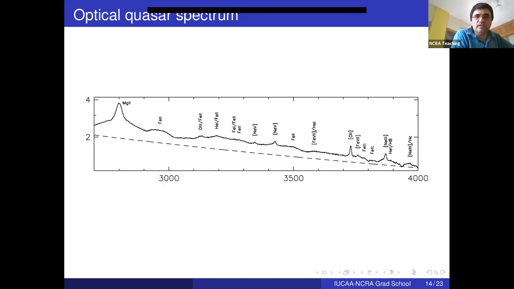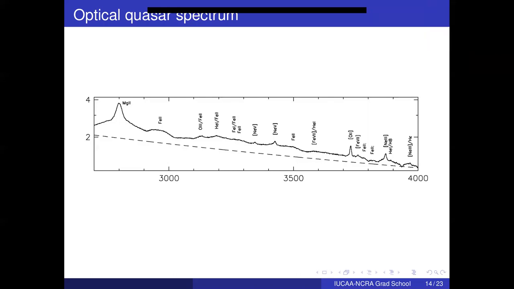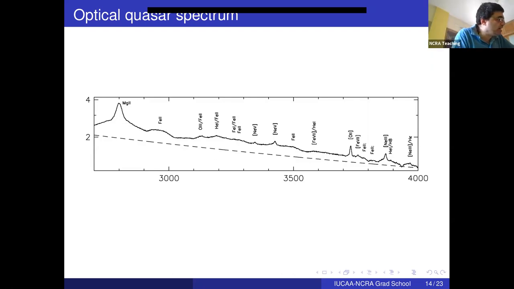Now we go on. Now we go into the optical domain. Here, which is the most dominant line? Magnesium 2. Okay, so magnesium is one element which is quite abundant in the universe, and the Mg2 line is a very, very strong line, both in emission and also in absorption.